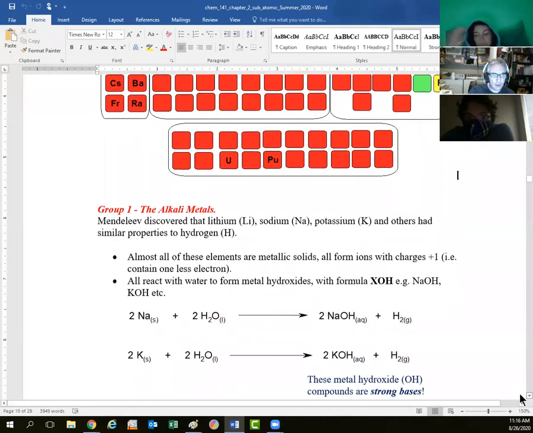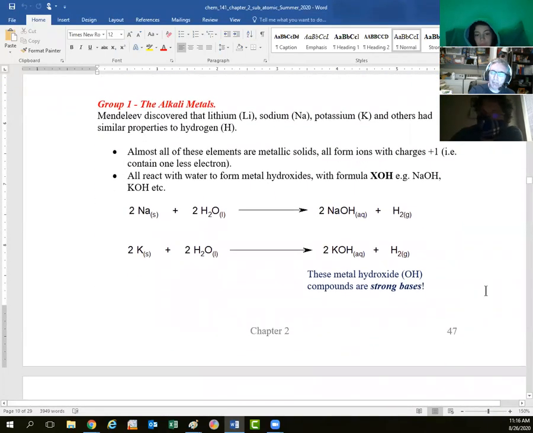So if we take a closer look at some of the properties which are common for the different groups, the first group, group 1, the alkali metals, these are elements which, when they do ionize, which we'll talk about next week, they always have a charge of +1 every single time.